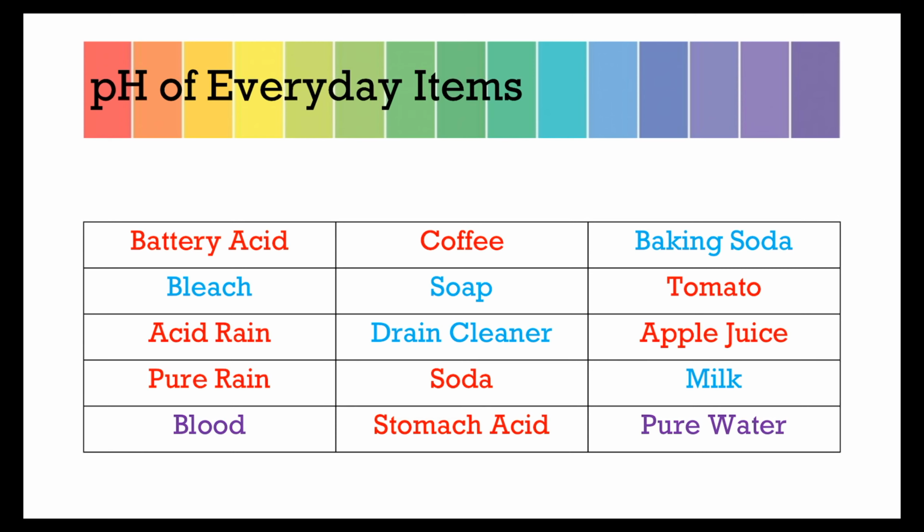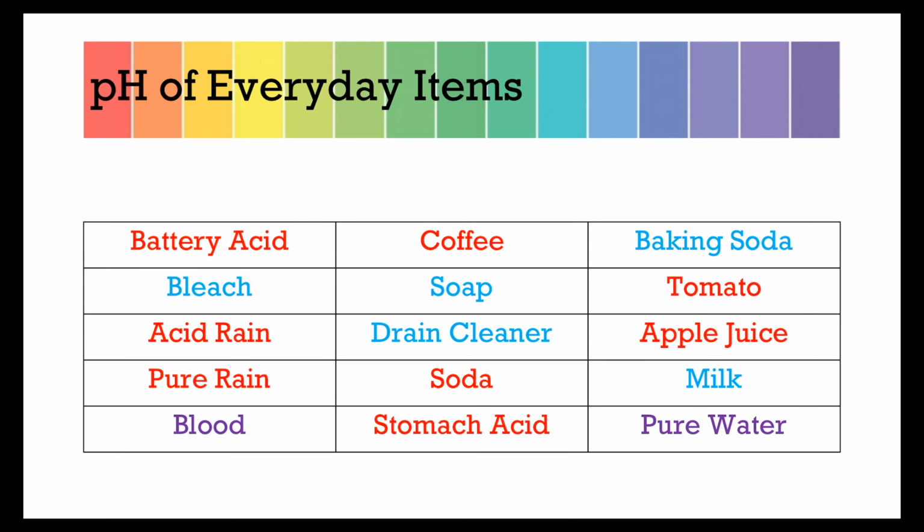So let's kind of go over this. Everything in red is an acid. So battery acid is an acid. Acid rain is an acid. Pure rain is actually a little bit acidic. Coffee, soda, stomach acid, tomato, and apple juice all are acidic objects in your house.